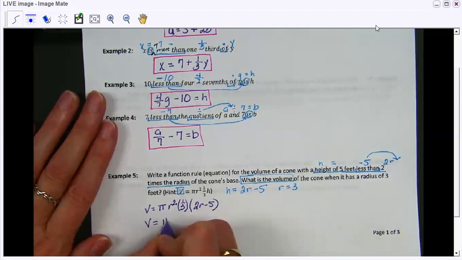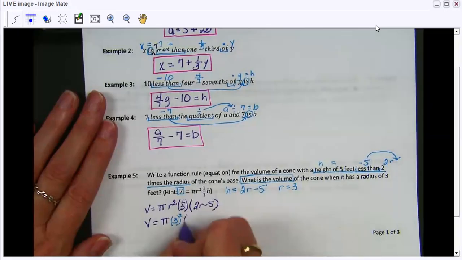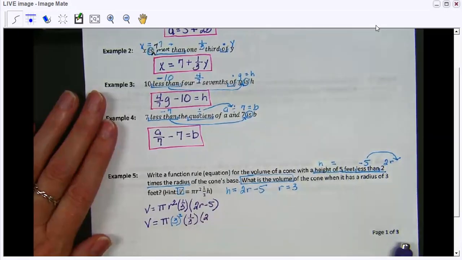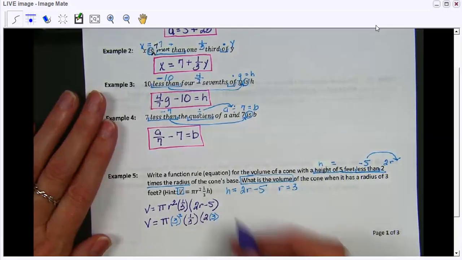Volume equals pi. Now we need to take the radius squared. So our radius is 3, so we're going to take 3 squared. And then we're going to multiply that times 1/3. And then we're going to multiply that by 2 times the radius again, which is 3, minus 5.